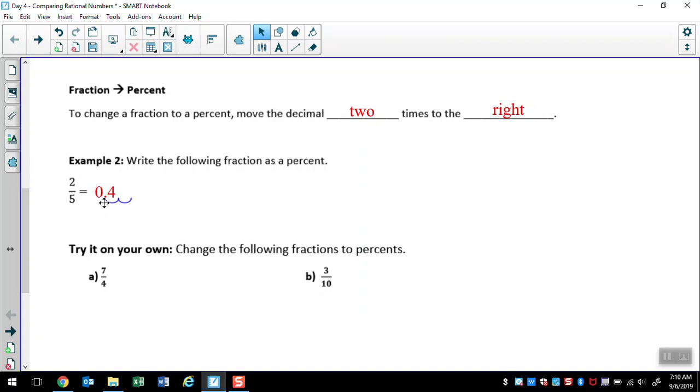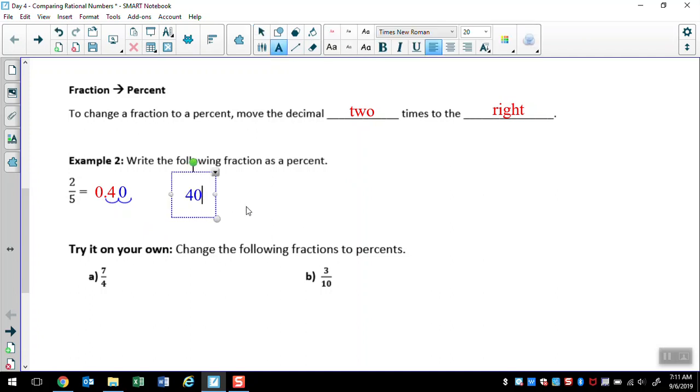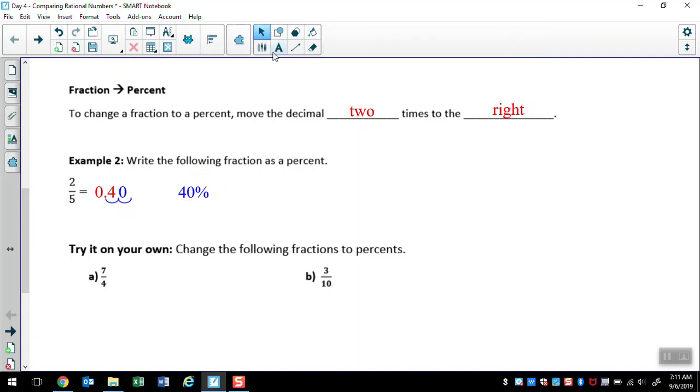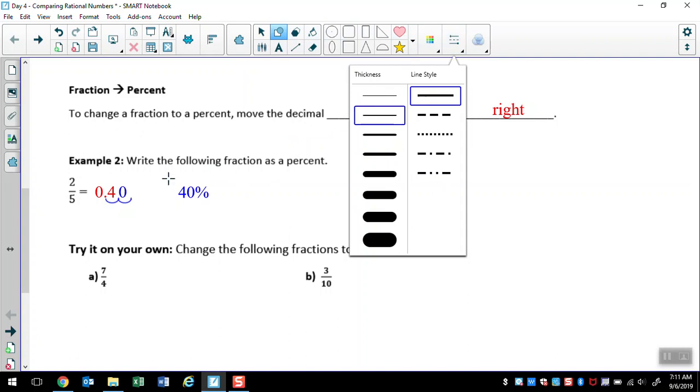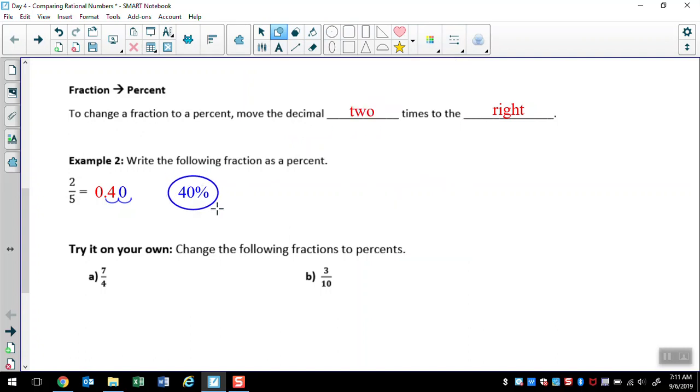And we're going to take that 0.4, or that decimal point, and move it over 1, 2. Fill in that empty spot with a 0. We're essentially multiplying 0.4 times 100. Okay. So now that we've done that, we now have 40%. So 2/5 is the same as 40%. Since this is our answer, let's put a circle around it. It's always important to circle our answers. There we go.